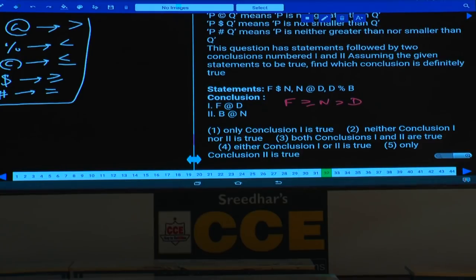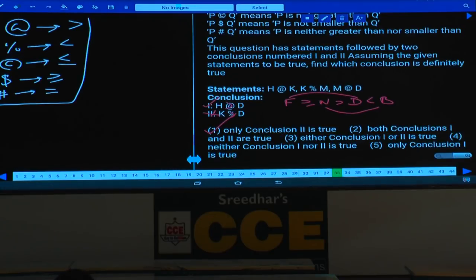D percentage means D lesser than V. Then first conclusion, at the rate of F greater than D and B greater than N. Now the relation between F and D, greater than or equals to, greater than, hence F greater than D, definitely true. And the next one, the relation between N and B, one is greater than, another one is lesser than, two opposite symbols, it cannot be drawn. Hence what is your answer here? Only conclusion 1 is true, choice 1.